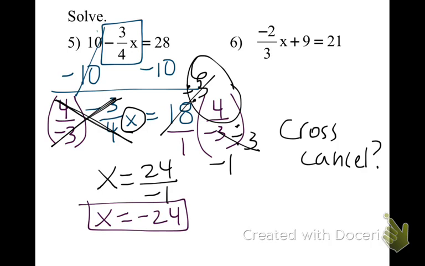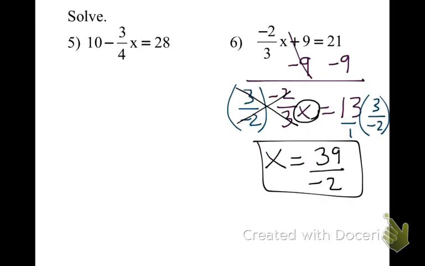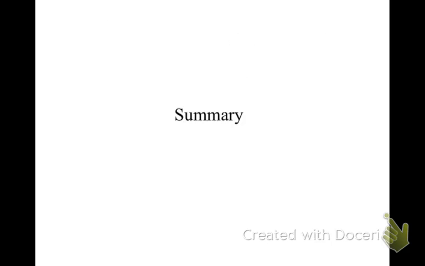Now, on your own, go and try to do number 6. For those of you working at home, you should have gotten 39 divided by negative 2. Now write me a 2-sentence summary. Are you now able to solve a multi-step equation when you're trying to solve for a variable? How do you do that? By doing PEMDAS backwards. We always undo addition or subtraction first, then multiplication and division. Remember, our goal is still the same, to isolate the variable.